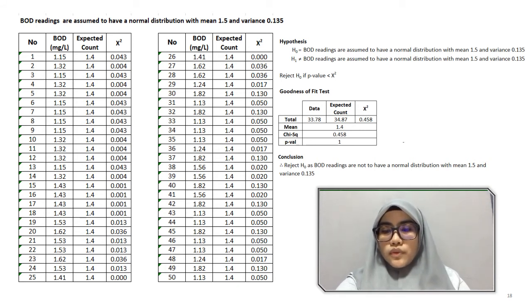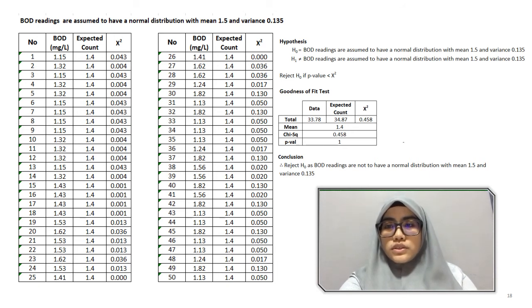The hypothesis for this is the null, which we accept if the BOD readings have a normal distribution with mean 1.5 and variance 0.135, and we reject the null if H1 holds, where the BOD readings do not have a normal distribution with mean 1.5 and variance 0.135. Therefore, we will reject the null if the p-value is less than the chi-squared.